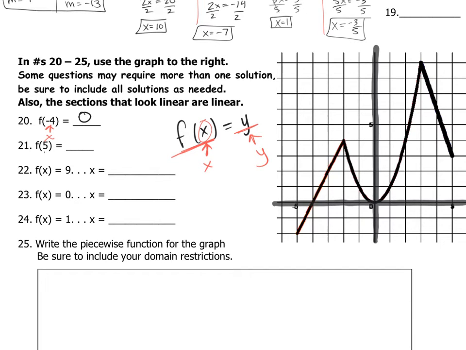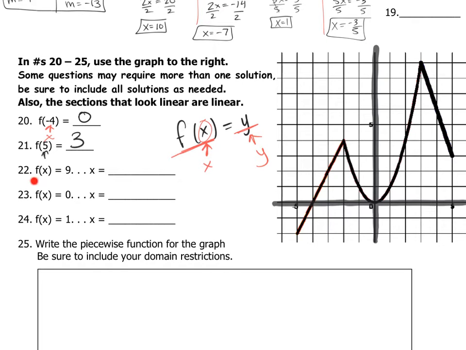Let's try it again. What about if my x value is 5? I go from the origin over 5. 1, 2, 3, 4, 5. Here's where x is 5. What is the y value of my graph? Well, I have to travel up to get to my graph. I have to travel up 1, 2, 3, so my y value is 3.